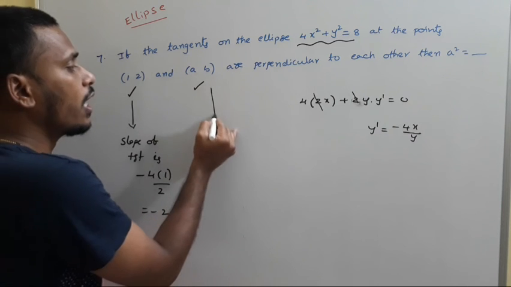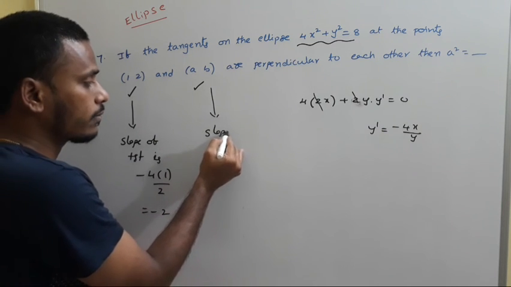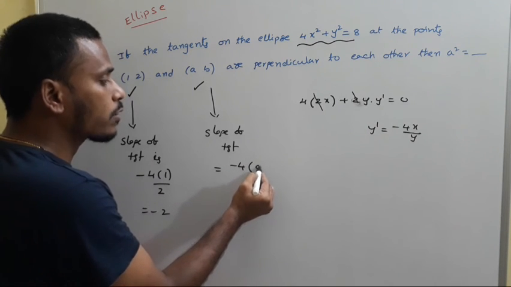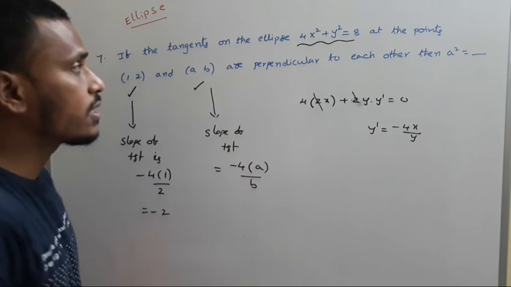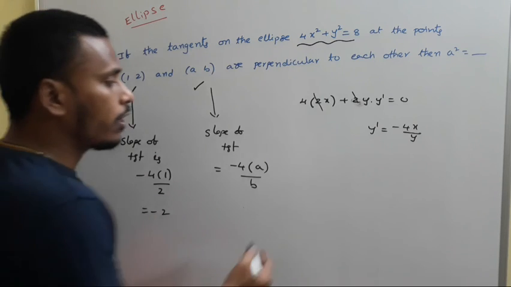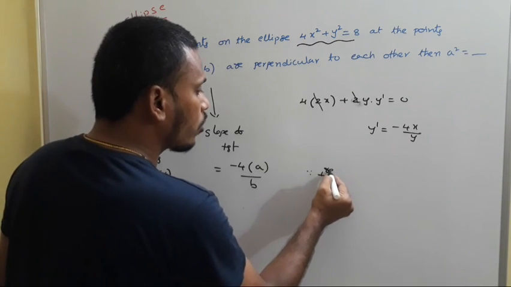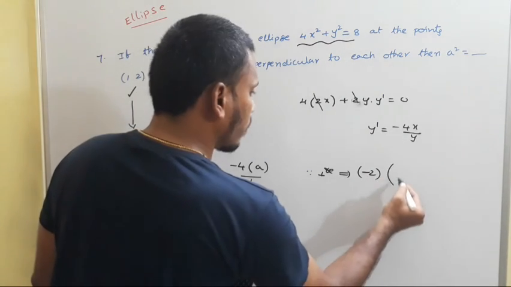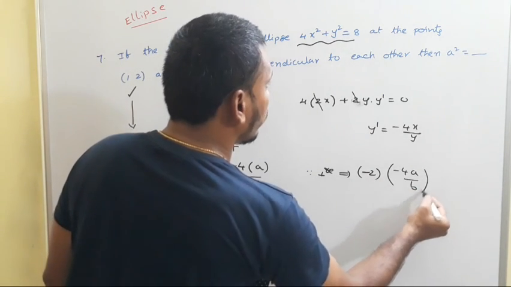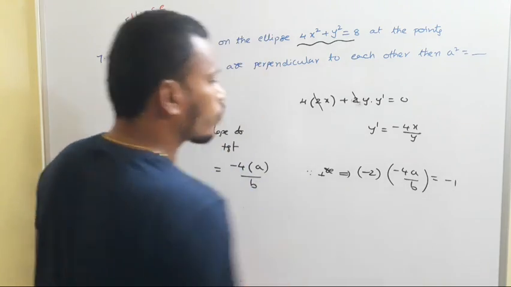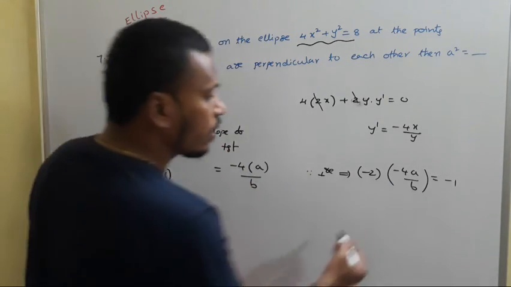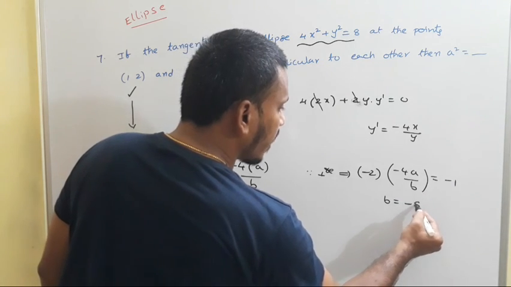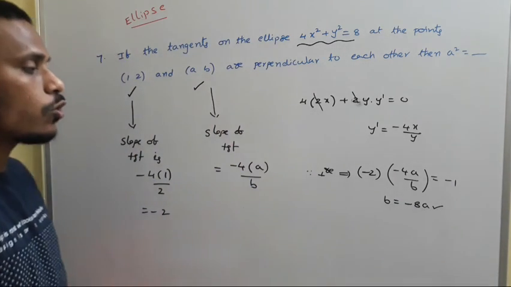And in the same way at a comma b, the slope of tangent is minus 4 into x, that means a, by b. And as they said, the tangents at these 2 points are perpendicular. Since they are perpendicular, the product of these slopes is minus 1. So minus 2 into minus 4a by b is equal to minus 1. So we will get one relation here, and that is b is equal to minus 8a.